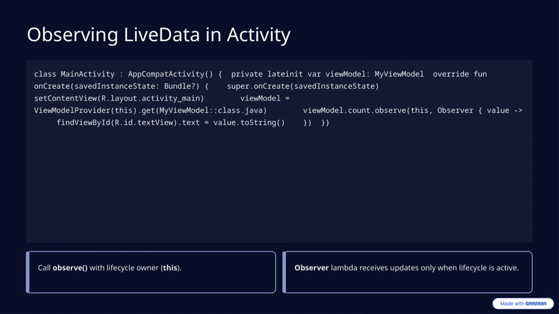The Lambda function inside observe receives updates to the data, and in this case, it updates the text view with the new count value. The key point here is that the observer only reacts when the activity is active, thanks to passing this as the lifecycle owner. This pattern helps us avoid memory leaks and unnecessary updates when the activity isn't visible. Overall, observing live data in this way makes our UI more responsive and lifecycle aware, aligning perfectly with the broader goal of building robust, reactive apps.